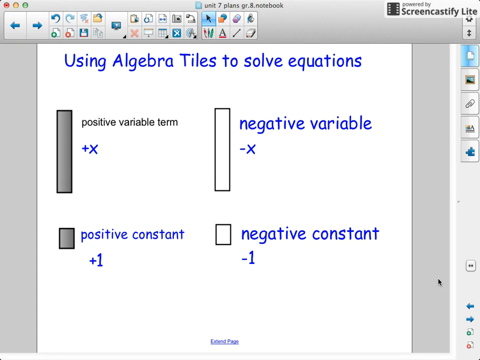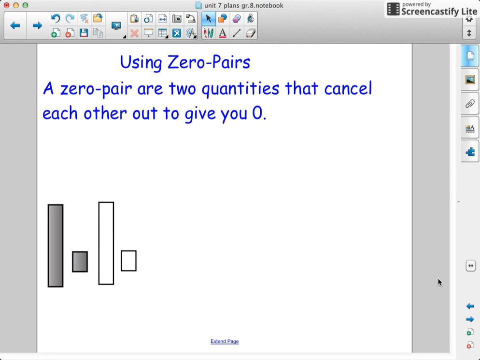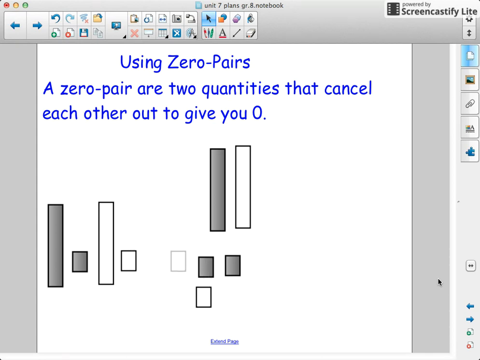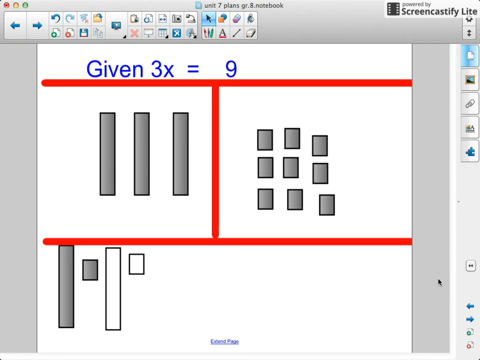So with our models, we're going to look at positive x as a long rectangle, positive constant as the filled in little square, and the negatives are going to be the white sides. Okay, that's going to be important. So we're going to use zero pairs. So two quantities cancel each other out to give you 0. So if we had 1x and then negative 1x, those would cancel to give you 0. Same with, let's say we had two positives, we would need two negatives, those cancel to give you 0 pairs or 0.